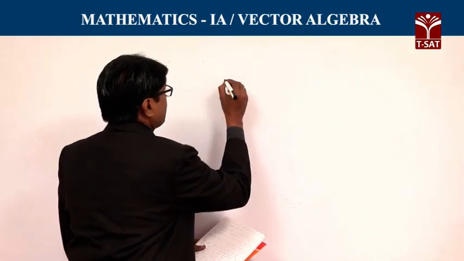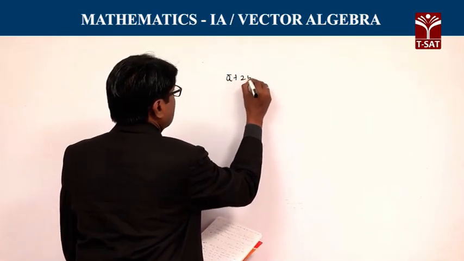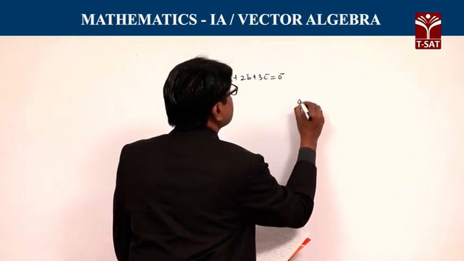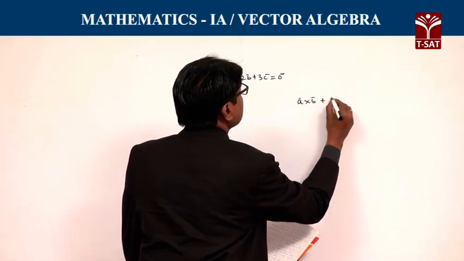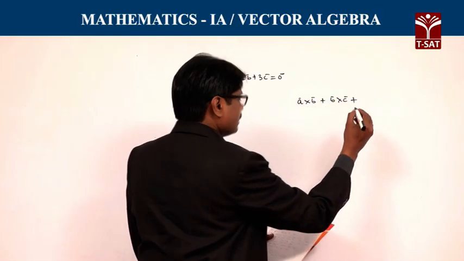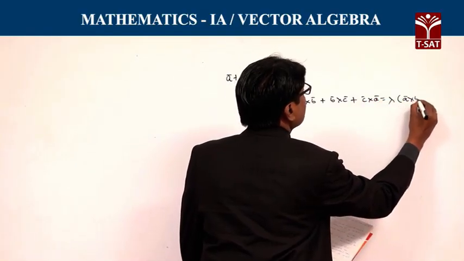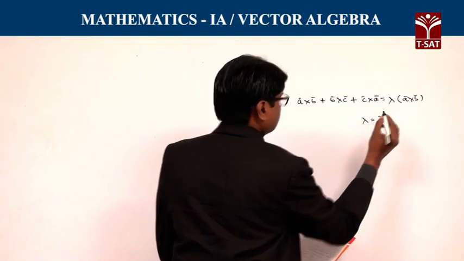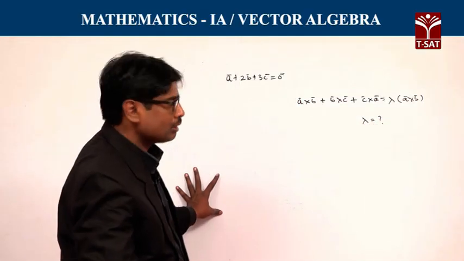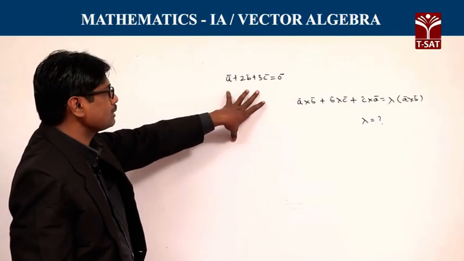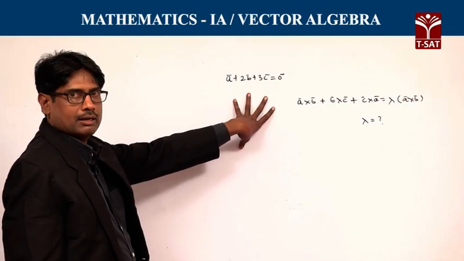3 vectors. A bar plus 2B bar plus 3C bar is equal to 0 bar, and this satisfies A bar cross B bar plus B bar cross C bar plus C bar cross A bar is equal to lambda times of A bar cross B bar. Find the lambda value. They express A cross B, B cross C, C cross A in terms of A cross B with the relation A bar plus 2B bar plus 3C bar equal to 0 bar.